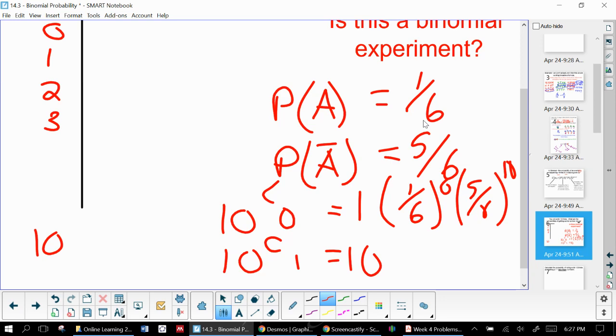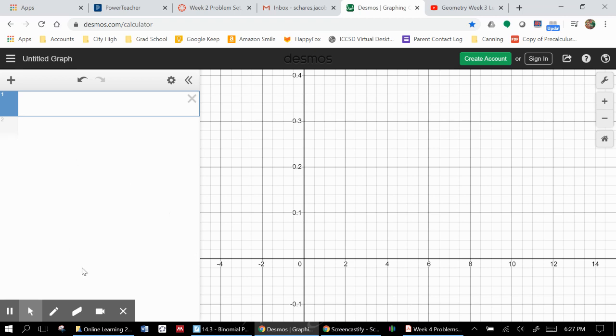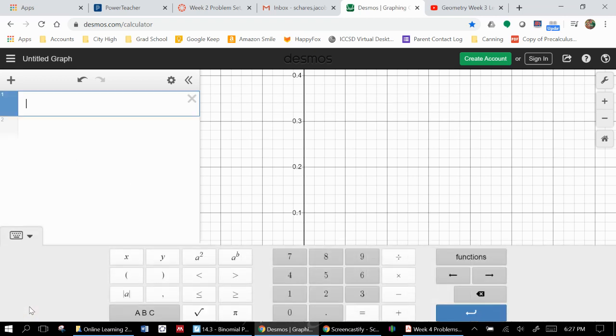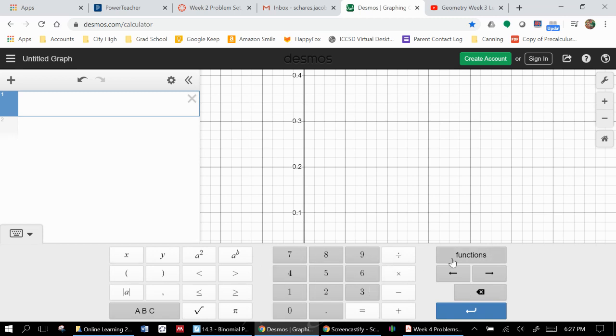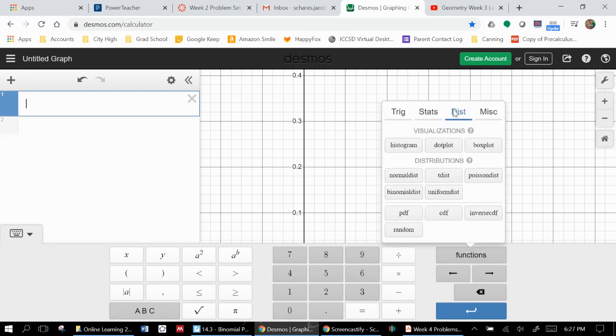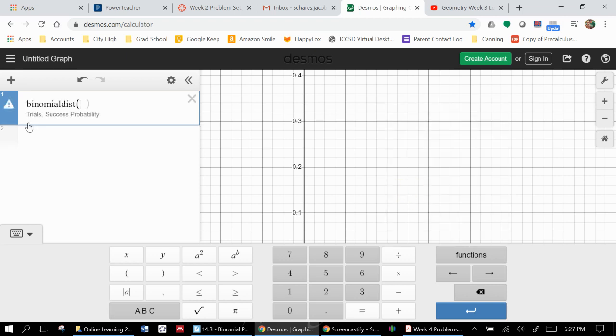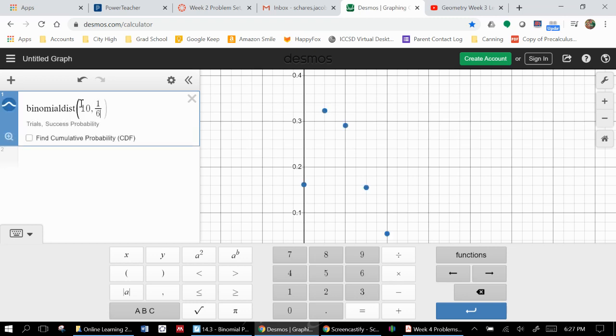But let's go ahead and make this a little bit easier. We've got Desmos to help us out here. On Desmos, if you go into the little keyboard and click on functions, under the distribution tab, you've got an option for binomial distribution. Go ahead and click on that. If you look right underneath, it wants the number of trials and then the success probability with a comma in between. So we're going to do 10 trials, and our success probability is 1/6. I can actually just type in the fraction 1/6 there.